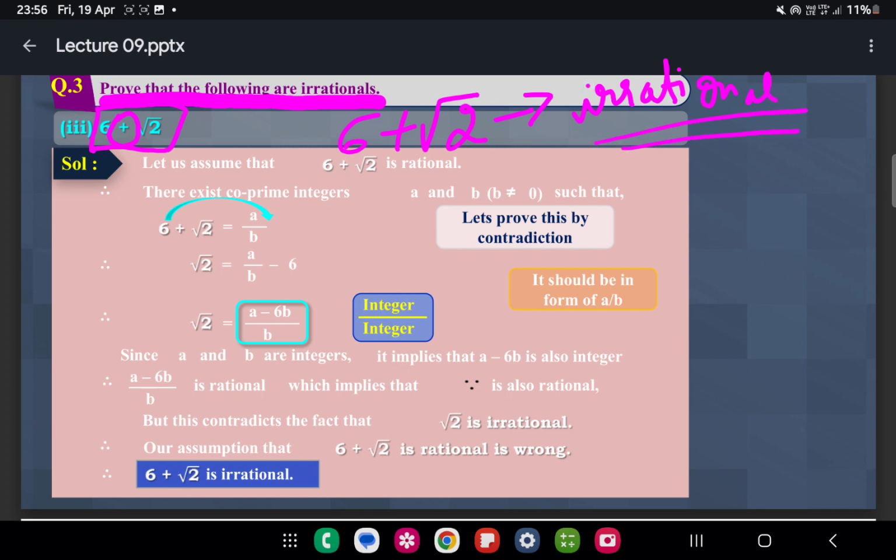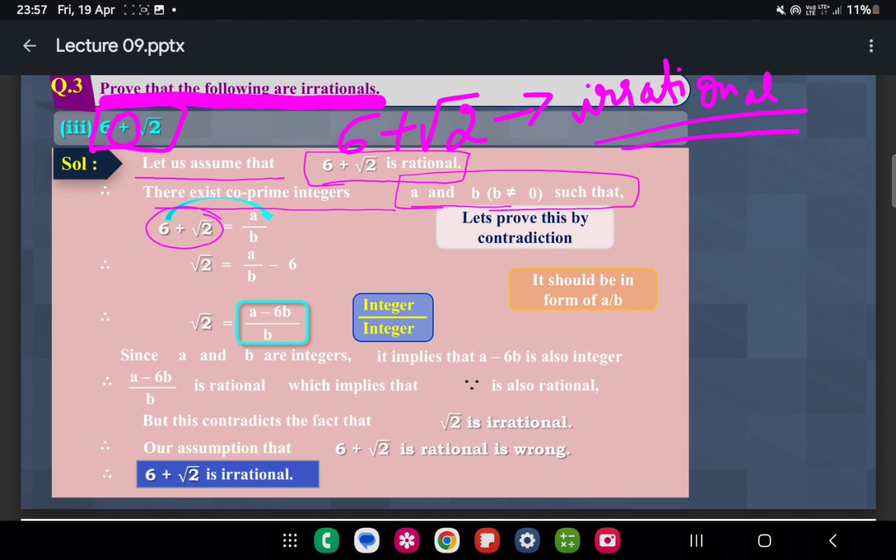Now let us assume that 6 plus root 2 is rational. Opposite to the question, we have to take the statement. In the question it is given that 6 plus root 2 is irrational, so the converse, 6 plus root 2 is rational, we have to take. There exist co-prime integers a and b, with b not equal to 0, such that we can write 6 plus root 2 is equal to a by b.